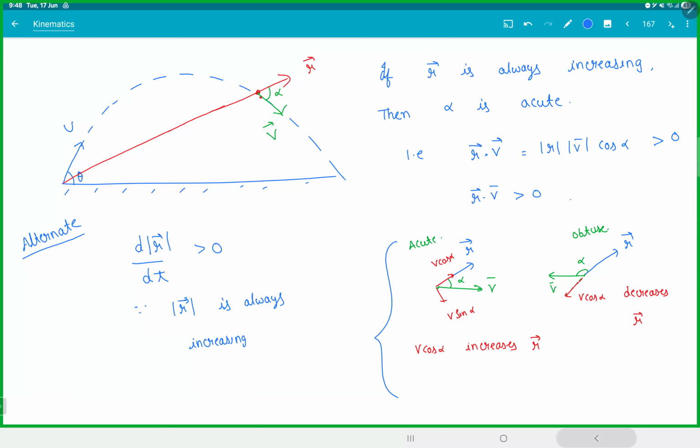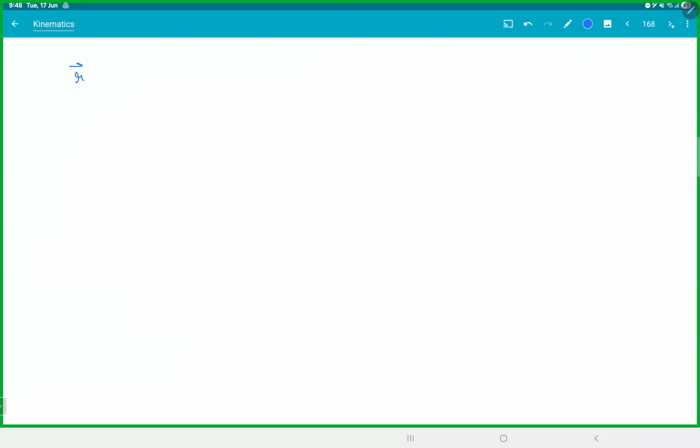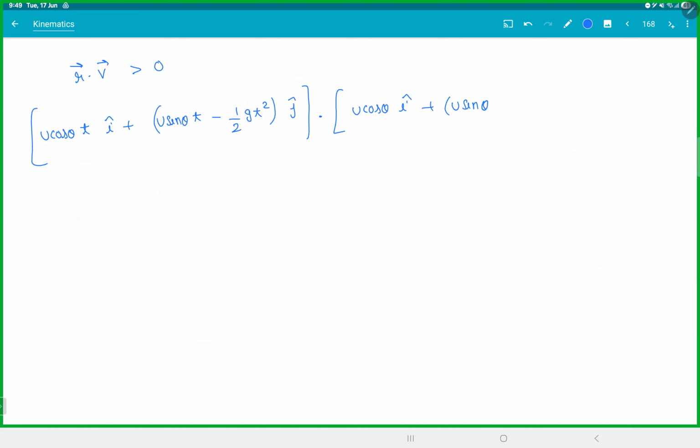How do you do this thing? So we got r bar dot v bar is greater than 0. R bar is u cos theta t i cap plus u sin theta t minus half g t square j cap. For the dot product, velocity will be u cos theta i cap plus u sin theta minus g t j cap. This is greater than 0.